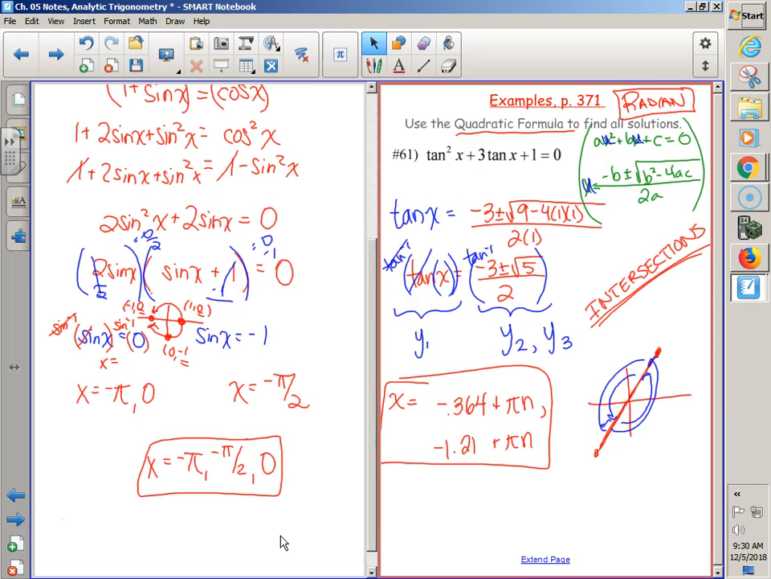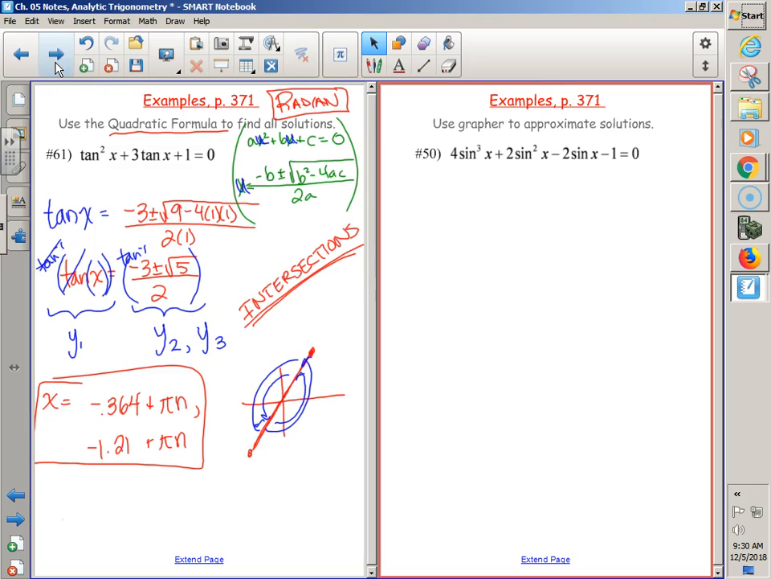Okay. With that, that one was using a grapher to approximate solutions. The nice thing is we just did that, so let me get rid of that page. And this is one more kind of weird one. But I need you guys to help me out as to why this is weird. Let's actually go to this one.